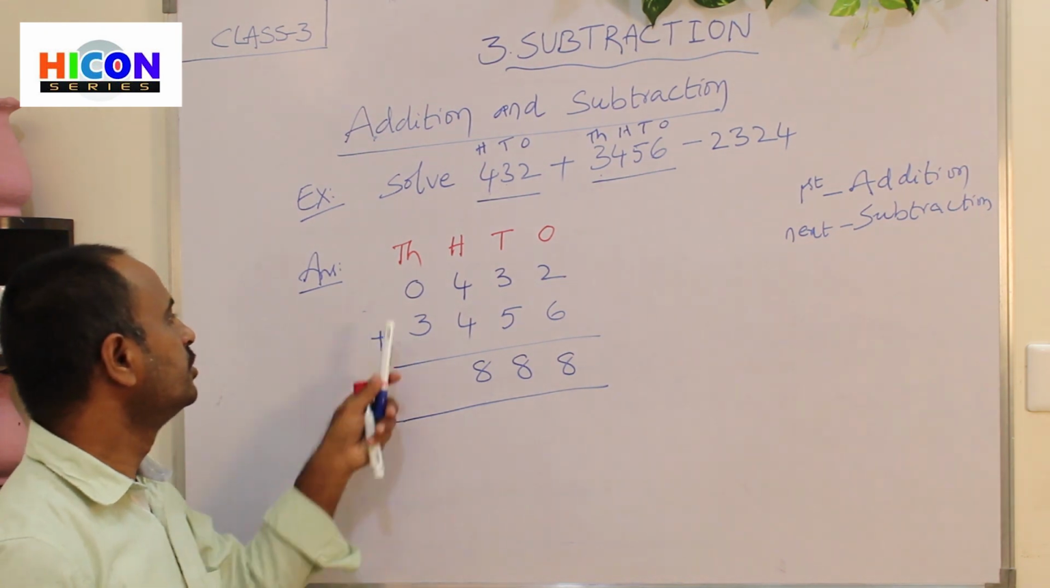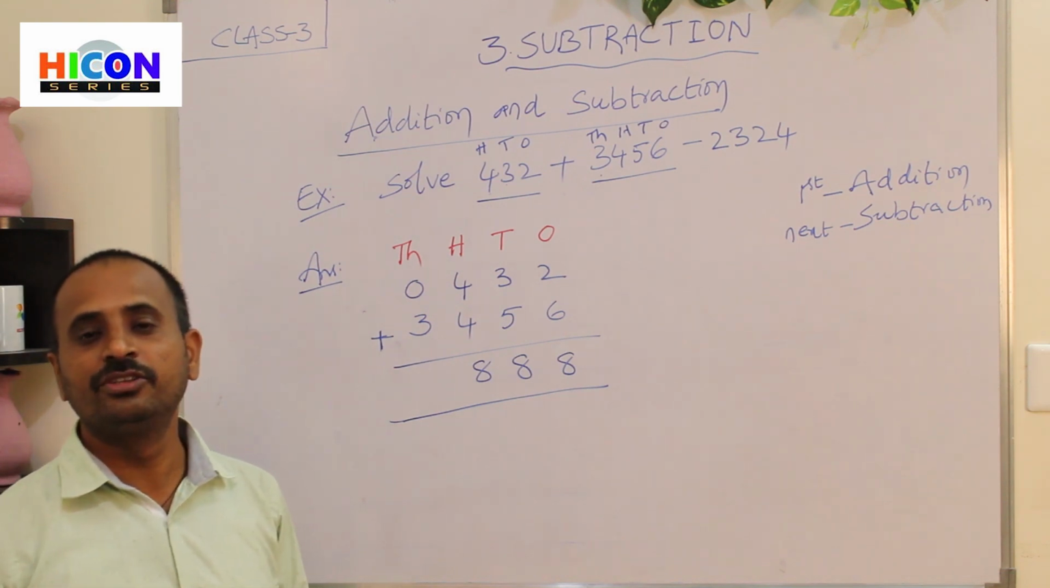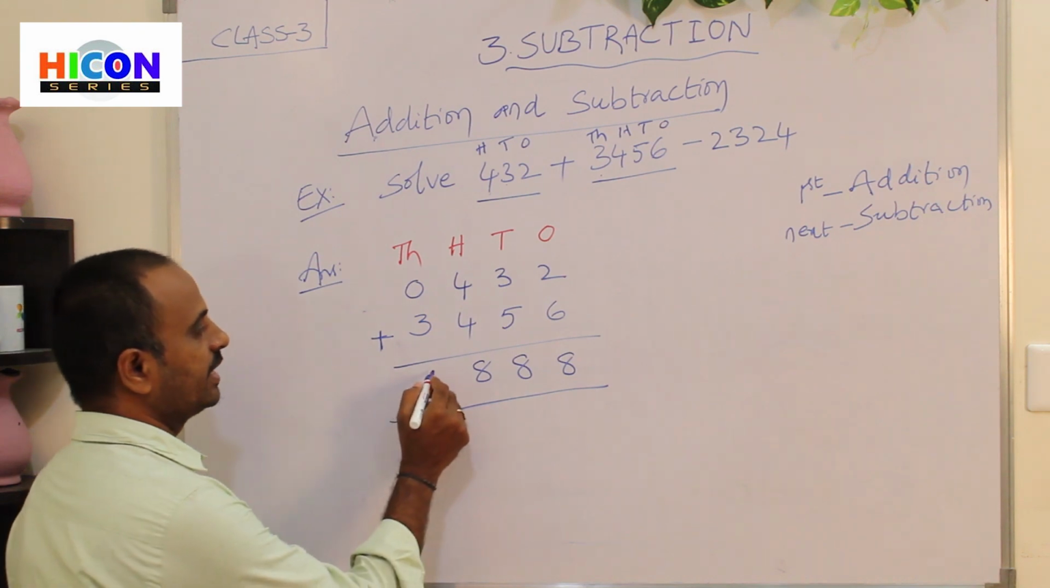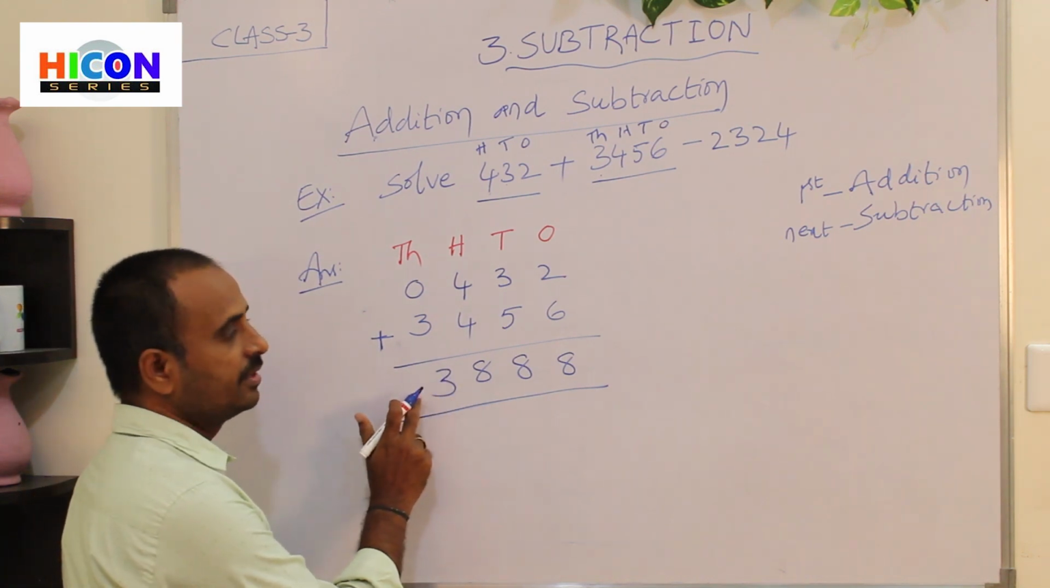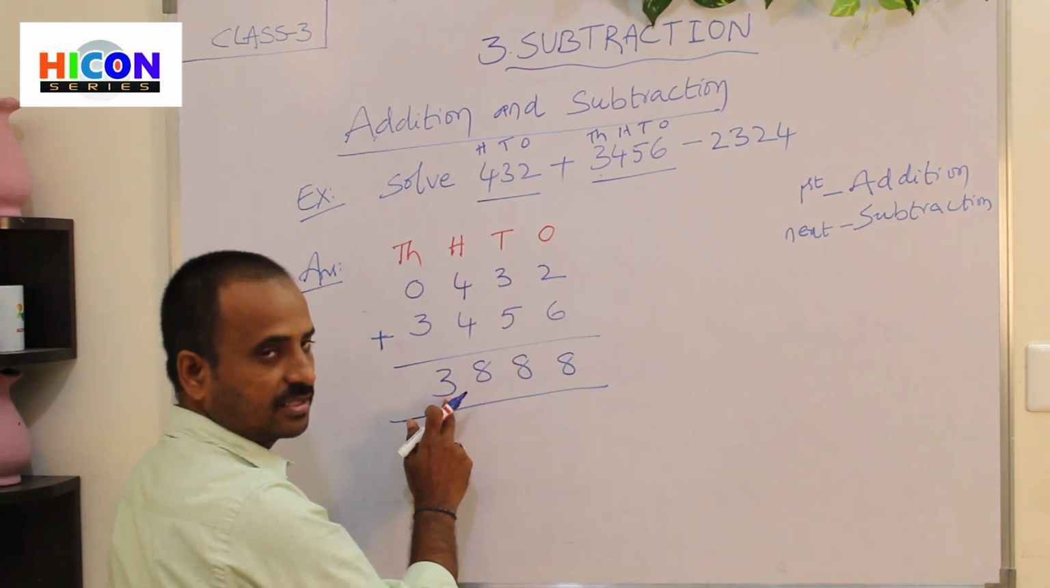Now add 0 to 3. According to the properties of addition, if you add 0 to any number, we get the same number again. So we get 3. So children, this is the sum of the first 2 numbers. This is the answer.